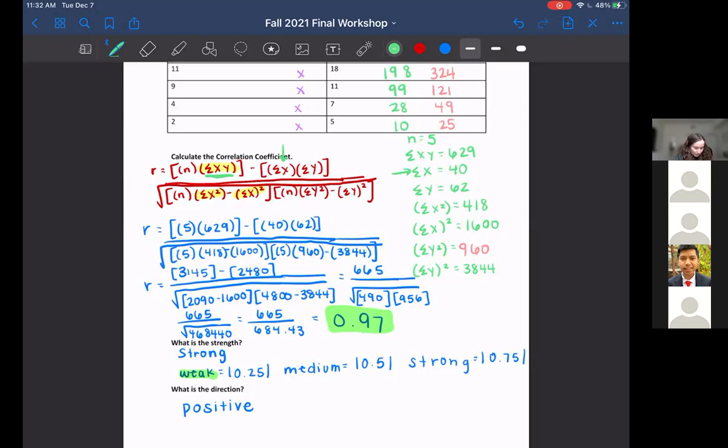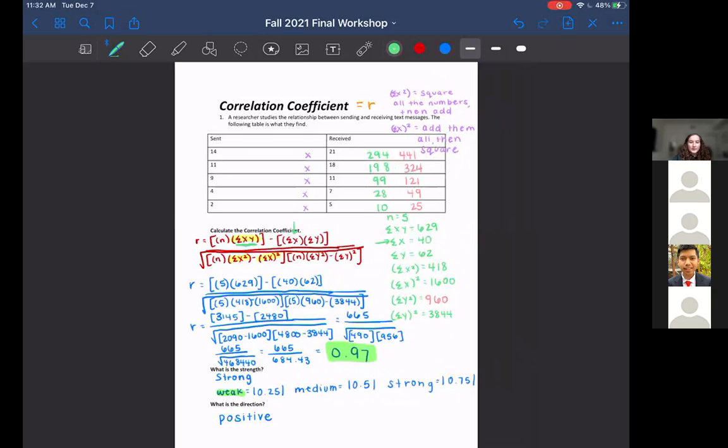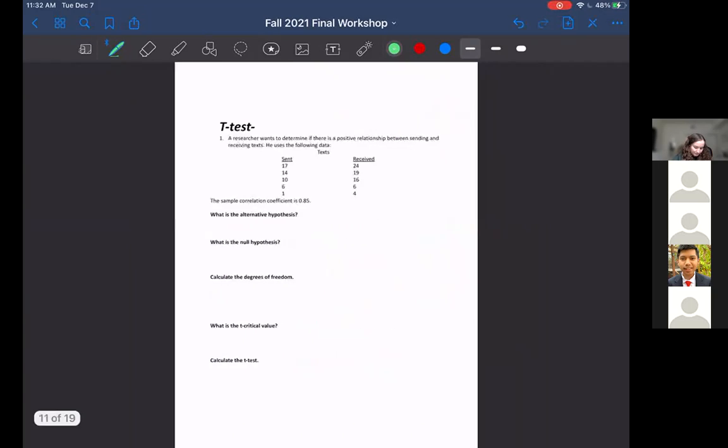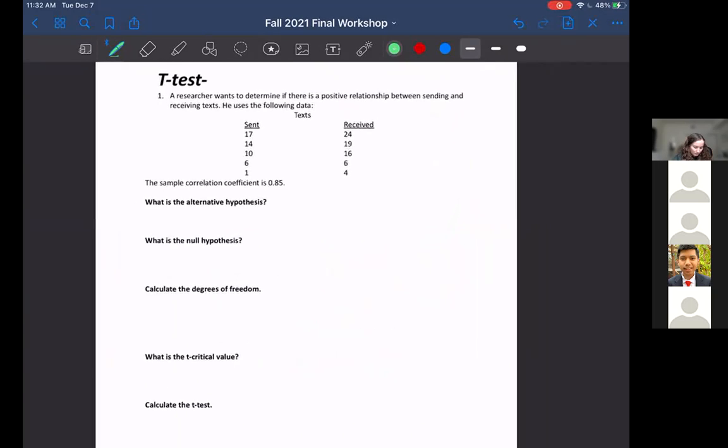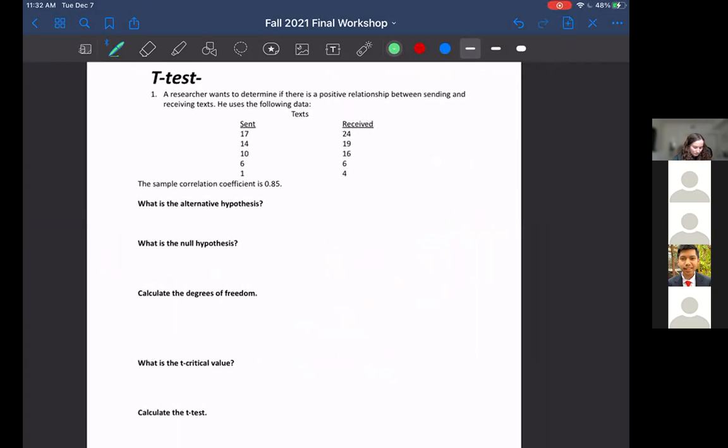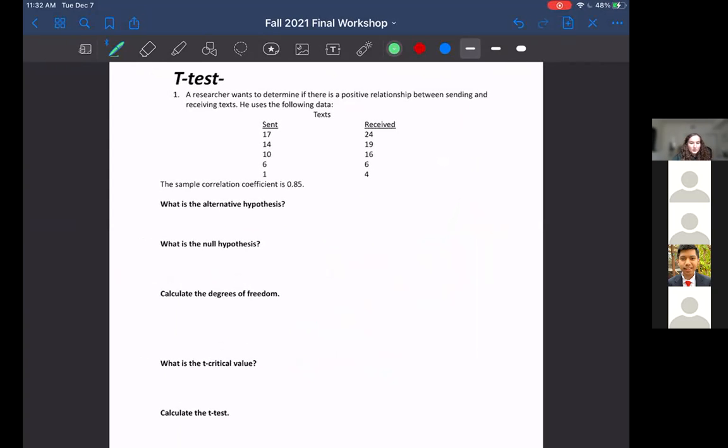Okay, so then let's move on to t-test if no one has any other questions. So a researcher wants to determine if there is a positive relationship between sending and receiving text. He uses the following data. Okay, so we'll start with doing the alternative hypothesis. So that one is a poll. Let me start the poll.